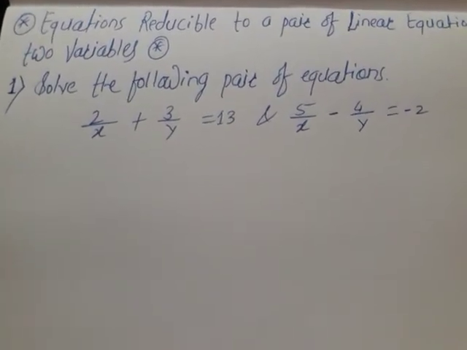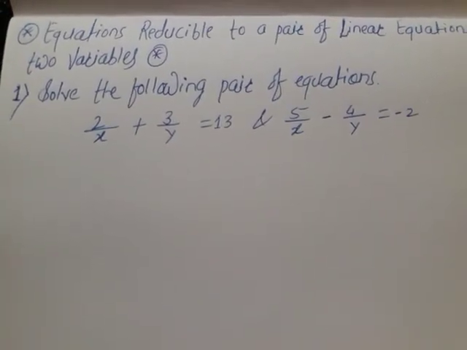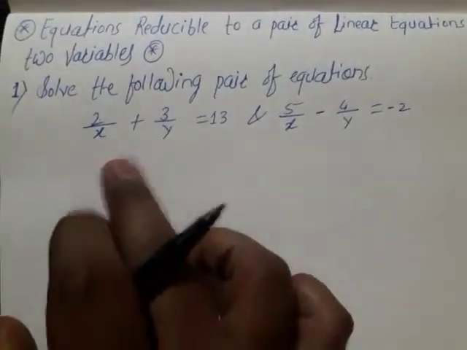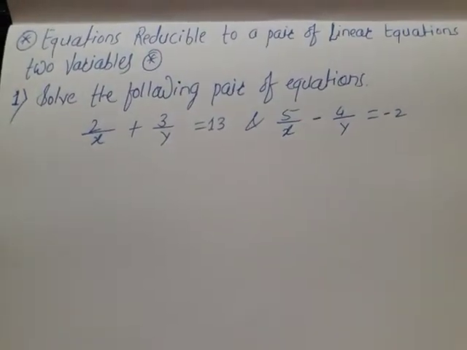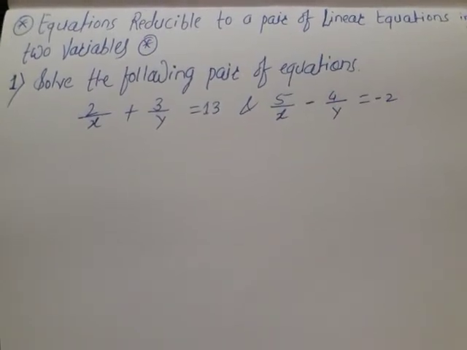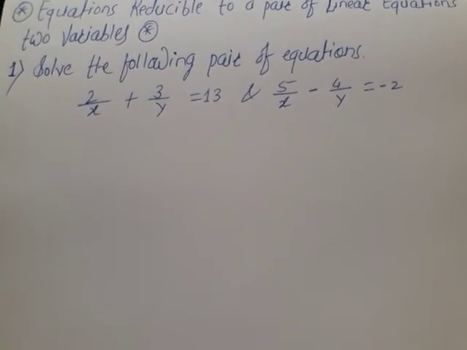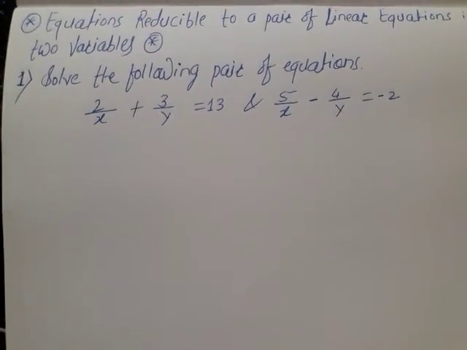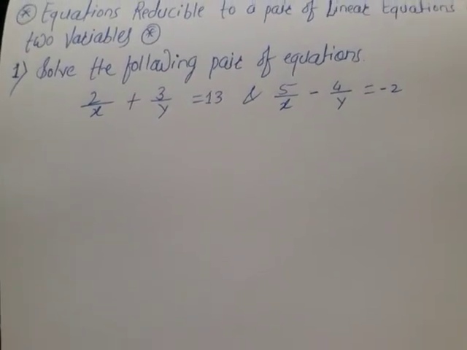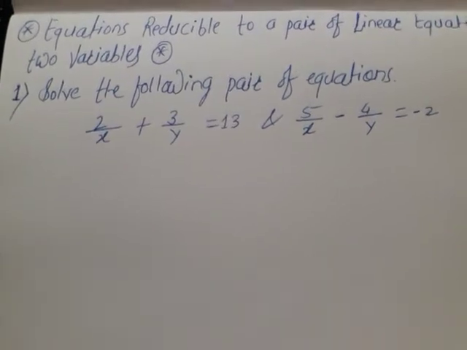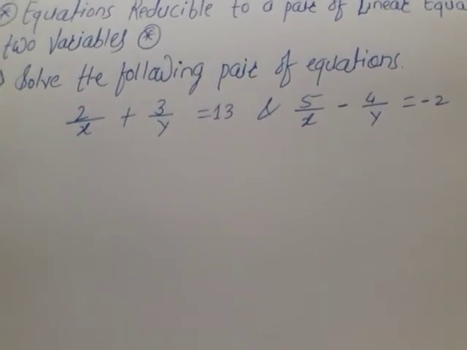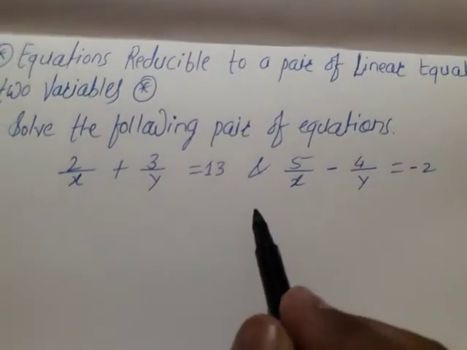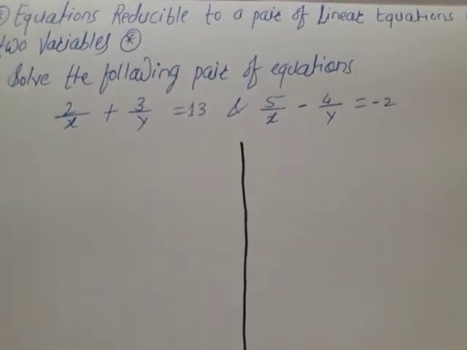The instruction will be like that: solve the following pair of equations. Here one pair is given. If you see carefully, you will come to know that both equations are not in the form of ax plus by plus c. So first of all we have to convert the given equations into that form, and after that we have to solve them. How to solve this? I am going to start. Look here. You will see that it's very simple, but be careful while the example is going on. First of all, I will divide the page into two parts.